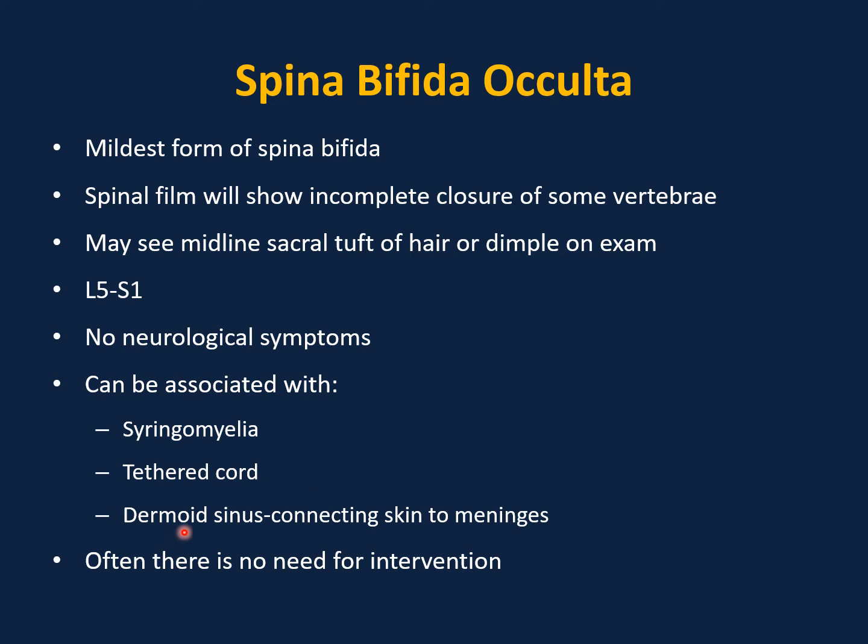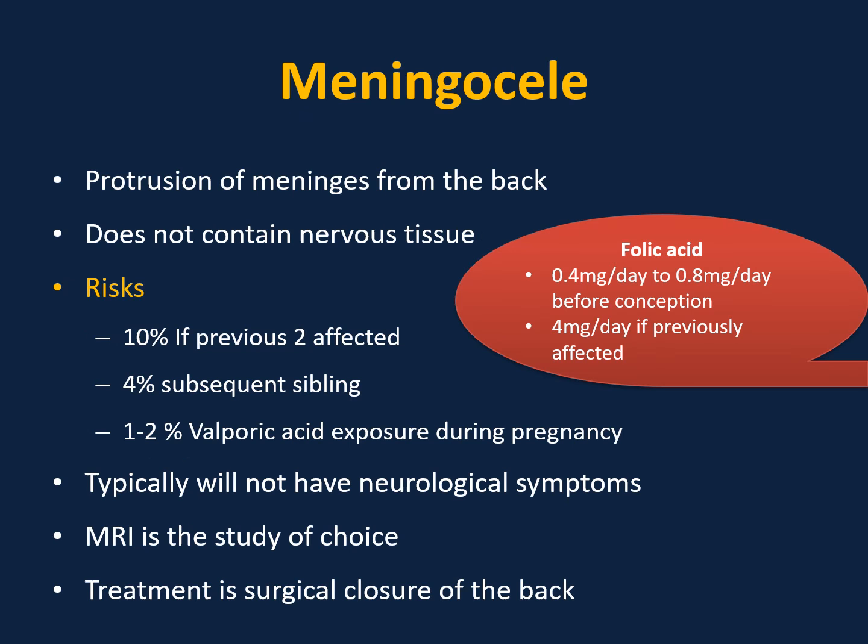Tethered cord or dermoid sinus connecting skin to the meninges, and this can be a chance for infection to cause meningitis. So if you see a child with meningitis, especially E. coli, you should examine the back carefully, could be a sinus there. Often there is no need for intervention in these cases. This is the spina bifida occulta, and you can see the tuft of hair and the defect in the spine.